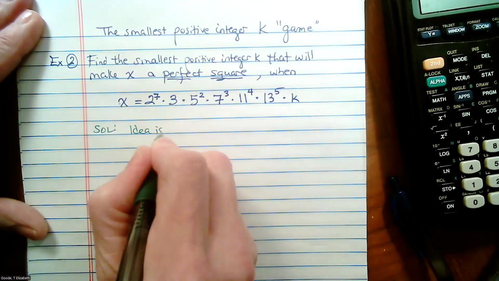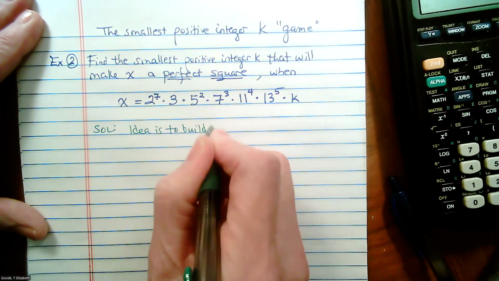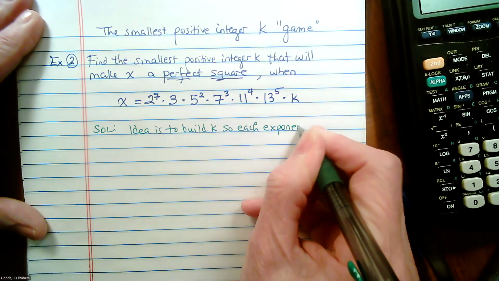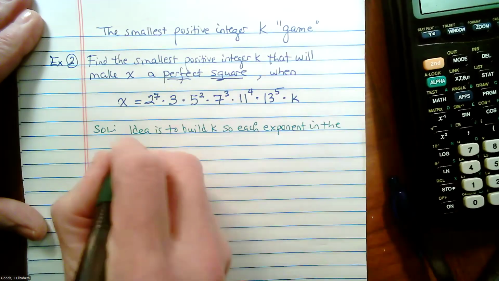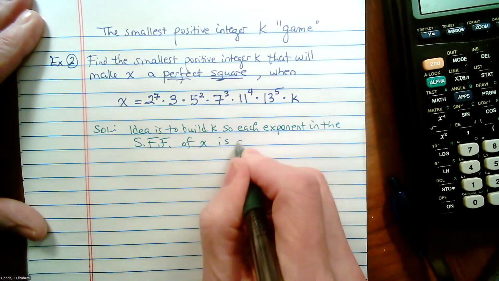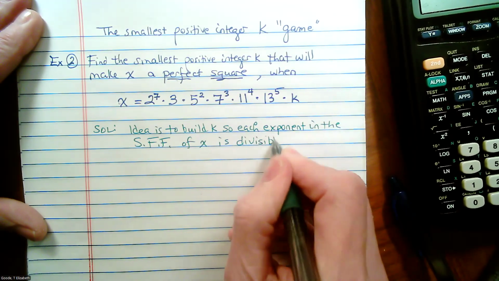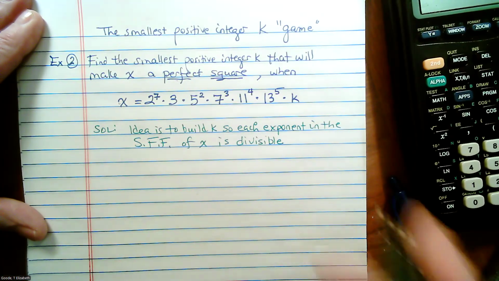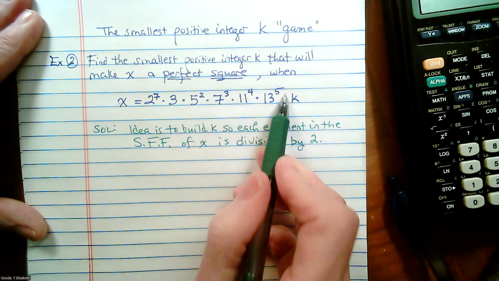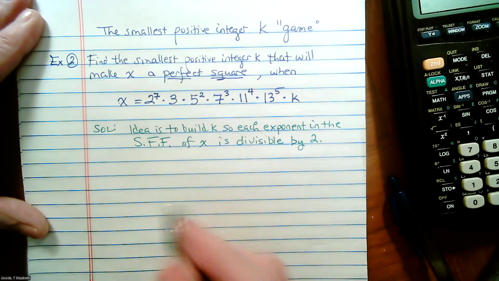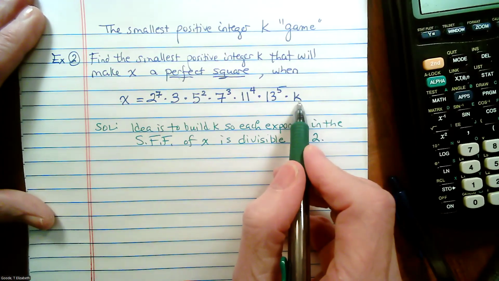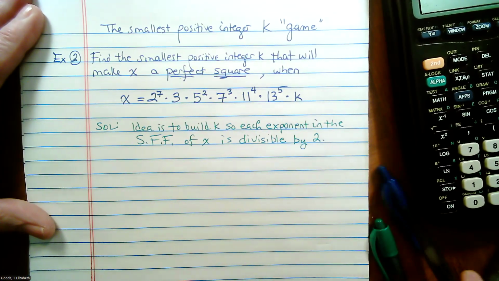The idea is to build k so that each exponent in the standard factored form of x is divisible by 2, because we know that's what's going to be true if x is really a perfect square. Each of these exponents actually needs to be divisible by 2. So in some sense, k is our correction factor. All right?